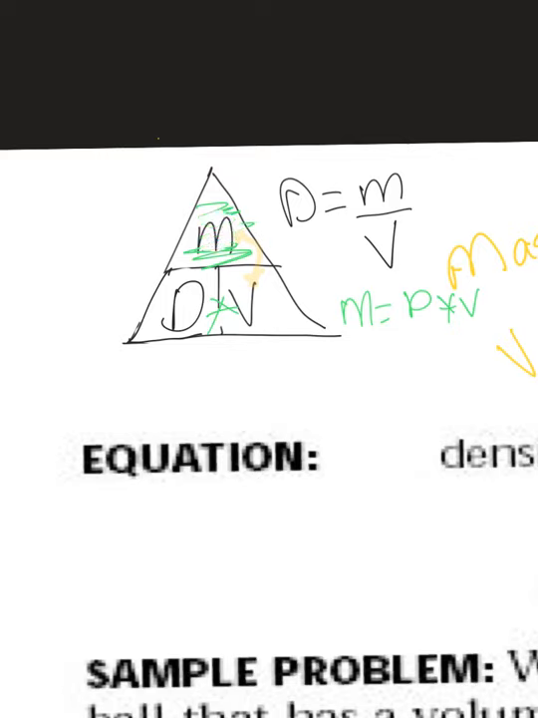See if it'll let me. There we go. So let's say that I'm trying to do volume. So the question is asking for volume this time. Again, I can cover up volume because I'm not using volume right now. And so what am I left with? M over D. So the equation for volume equals mass divided by density.